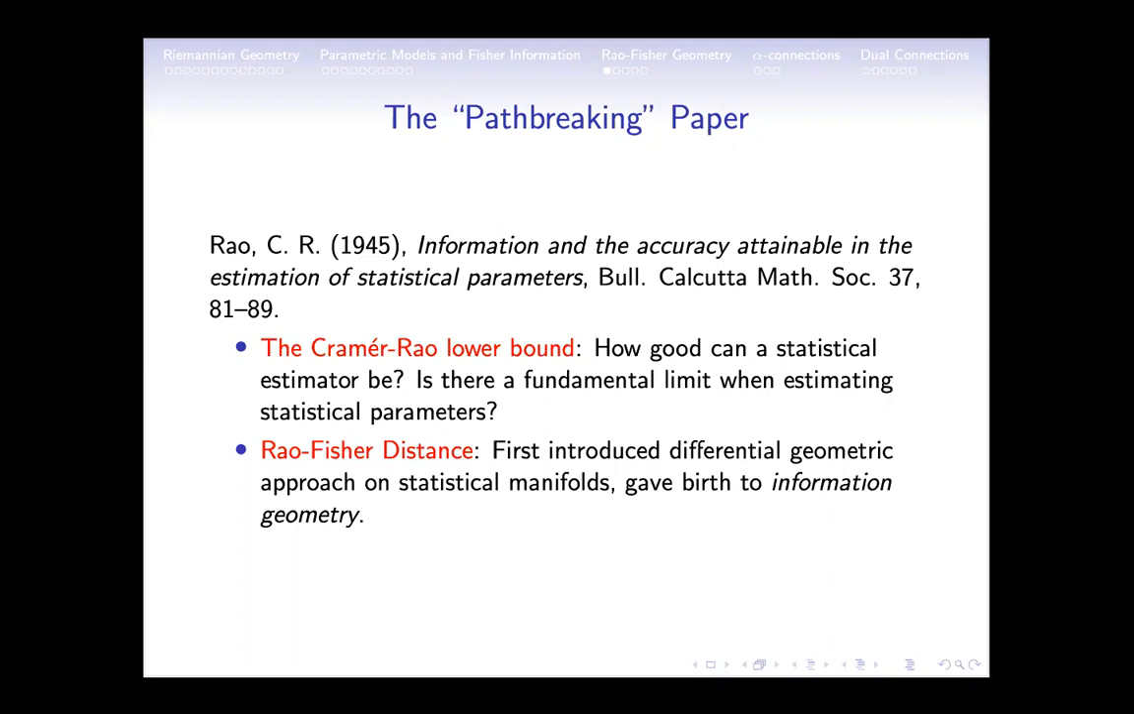I guess everybody knows about the Cramer-Rao lower bound. It answers fundamental questions like how good a statistical estimator can be, or whether there is a fundamental limit while estimating statistical parameters. The next one, which is more relevant here and very important in subsequent studies of statistics and related branches, is the Rao-Fisher distance, or the introduction of the Rao-Fisher geometry, where he first introduced a differential geometric approach on statistical models, giving them the nature of statistical manifolds. This gave birth to what is now called information geometry. So let's see what the idea was.